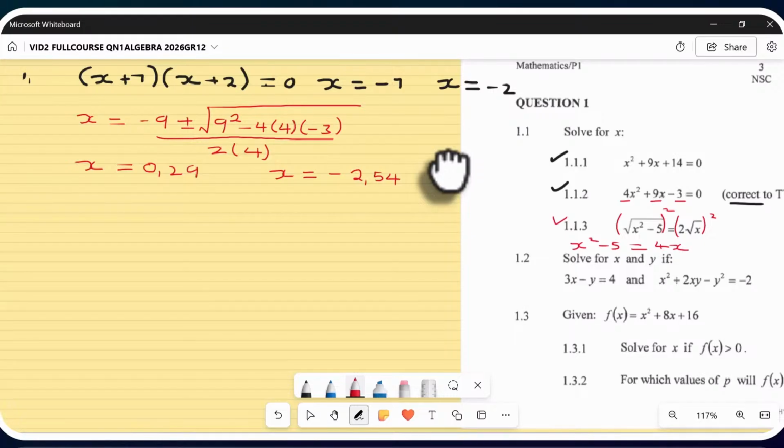Yes, from here, what are the factors? x minus 5 and x plus 1. Because we are equating, we can have x equals 5 and also x equals negative 1, right? But like we said in these videos, you must find out which one of the answers is the most correct answer.